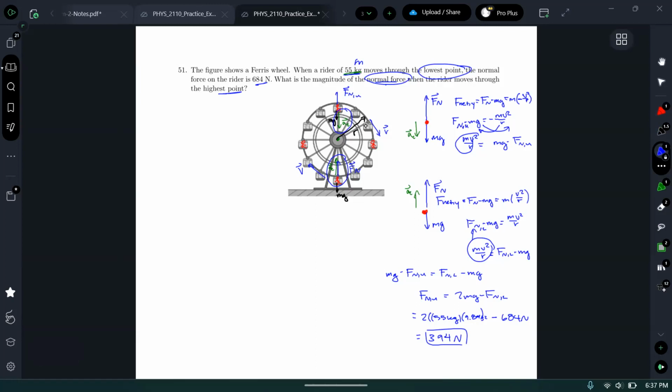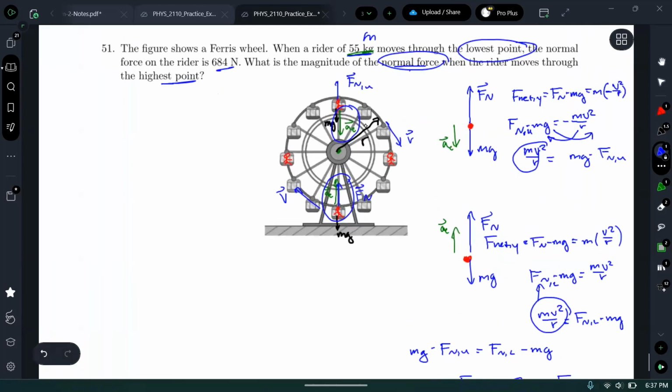So for the highest point, that's why you switch it out to higher and lower instead of X and Y. So it's still Y for both. So I'm still calling upward the positive Y direction.